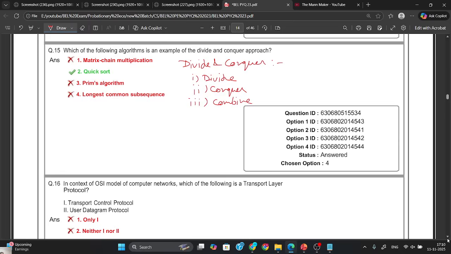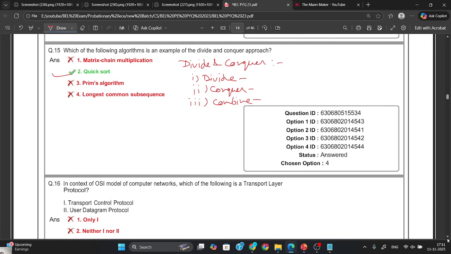Generally it has three steps, and in divide, what we will do, it will break a problem into smaller subproblems of the same type. Then conquer, it will solve the subproblems, and after that it will combine the solutions. So these are the three steps, and all these things happen in quick sort, that is your option B. All right, so this is your answer.